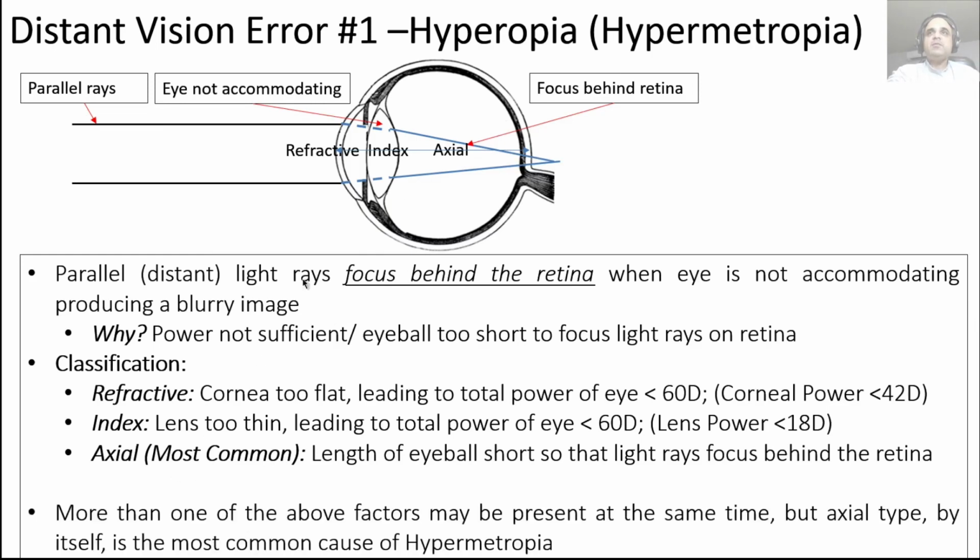You can have more than one cause in one eye, so you can have refractive, index, and axial, all three coexisting together. You can have any two or any one. By far the most common type of hypermetropia is axial hypermetropia, because the eyeball is too short.